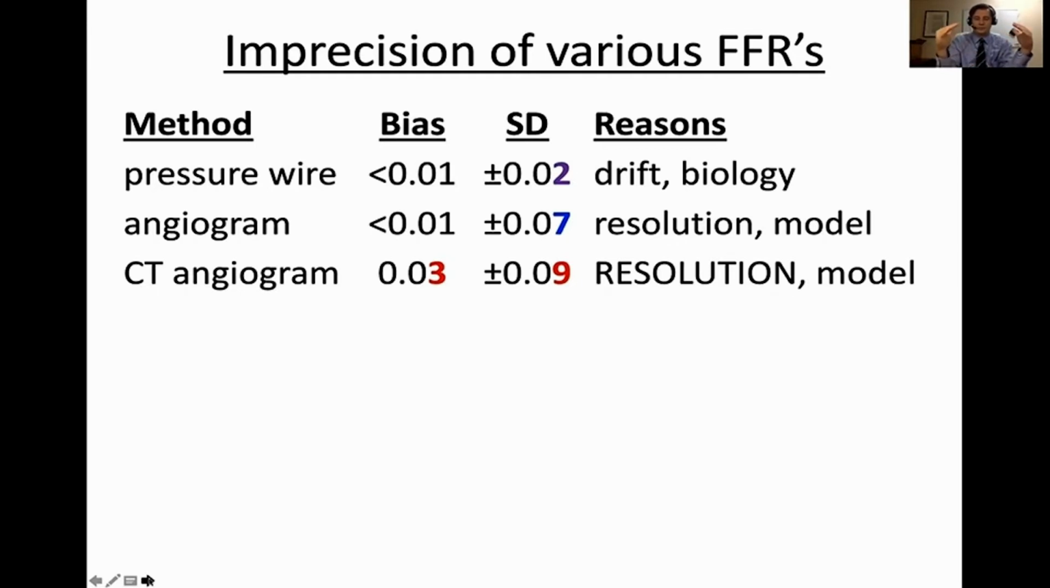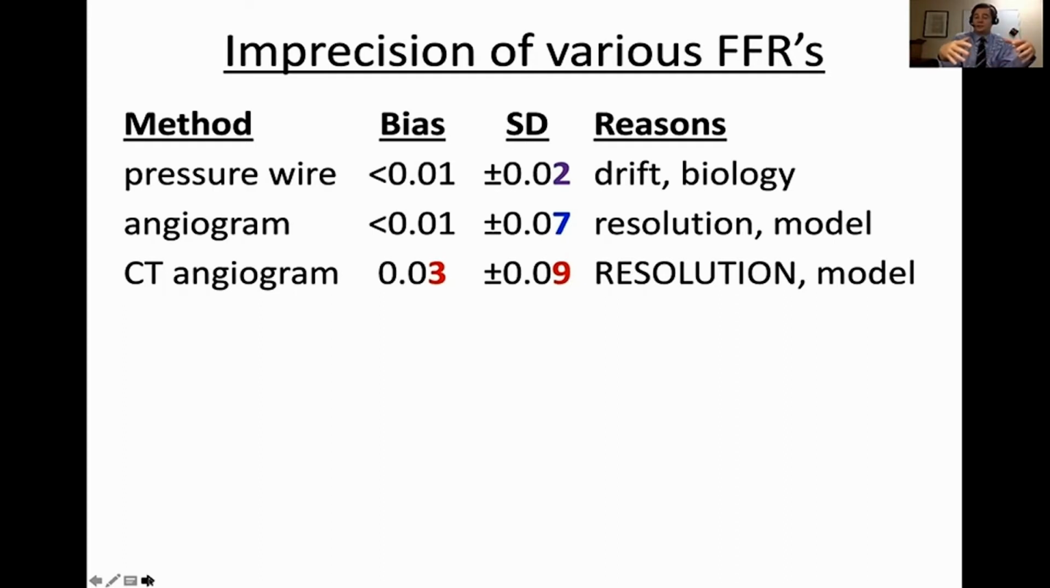For the angiogram, it goes up to 0.07. And the reason that it's greater is because of the anatomic resolution for angiograms, which is not perfect, and also for the physiologic models that drive the fluid simulations. Those are generally right on average, but each person is an average, right? Each person is his or her own unique vasodilatation and resting flow values. And so because of that, the model has imprecision to it.